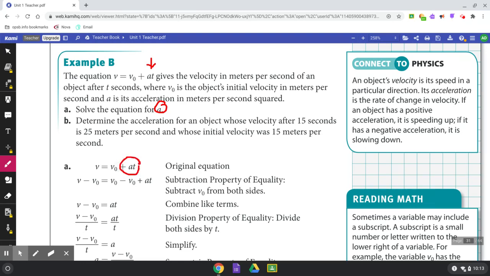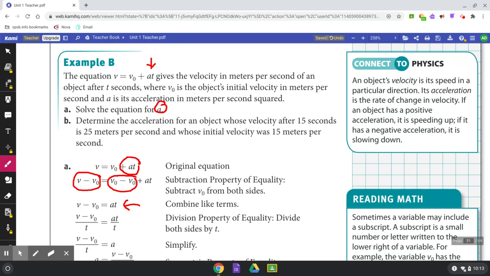In order to do that, we need to subtract out V sub 0 from both sides. We're going to subtract out V sub 0. So then we're left with V minus V sub 0 equals AT. We've isolated the term with the variable A.